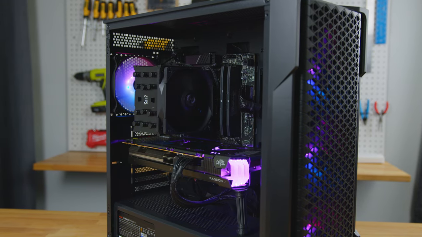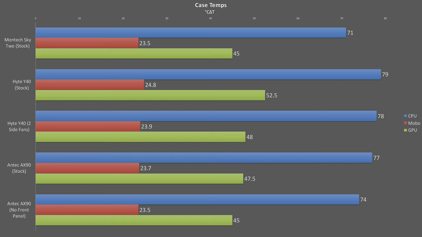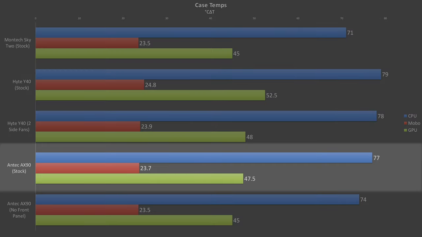I installed my standard test system in the AX90 and ran the A-64 stress test for CPU and VRM temps, and a 20-minute Port Royal loop for GPU temps. I'm comparing the Antec to a couple of other ATX cases I've reviewed recently, and we see that the Antec CPU temps are only 1 or 2 degrees lower than the Height Y40, which is not an air cooling case, and has the graphics card exhausting hot air directly into the CPU cooler. The GPU temps come in just under the extra fan Height config.